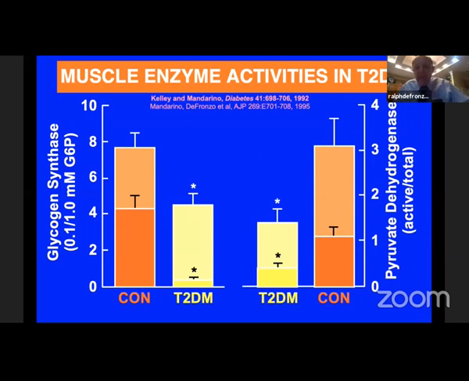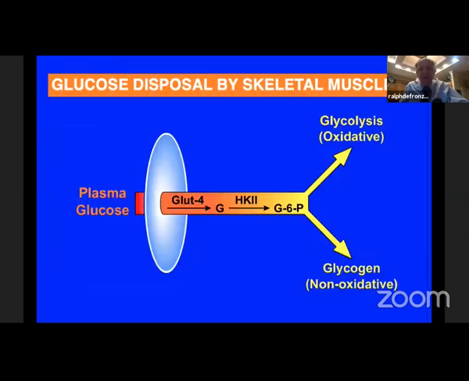Now, what about pyruvate dehydrogenase? This is shown to the right. Again, the control subjects are in orange, the diabetics are in yellow. Again, the height of the bar is the total amount of pyruvate dehydrogenase, and the dark portion of the bar is the active part. You can see that there's both a decrease in the total as well as the active part of PDH. So there's also a defect in glucose oxidation in the muscle. But from the quantitative standpoint, the major defect is in the ability of insulin to stimulate muscle glucose uptake.